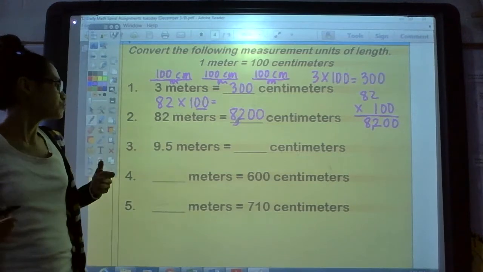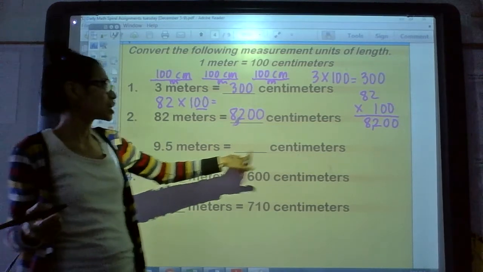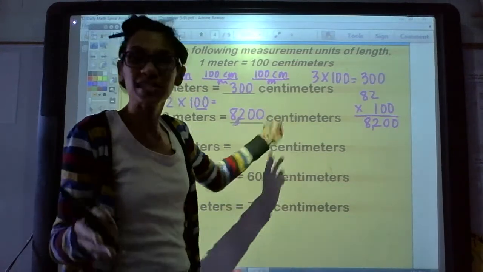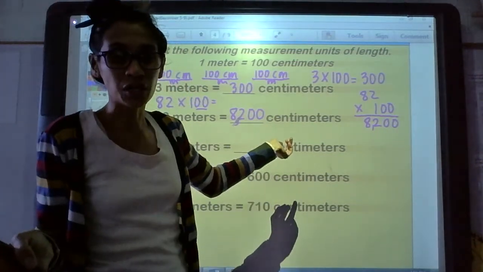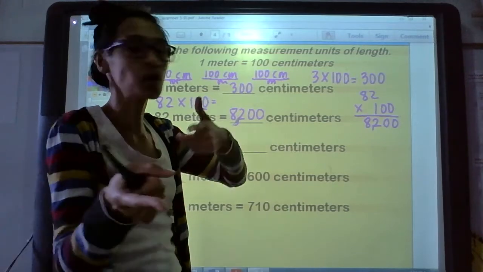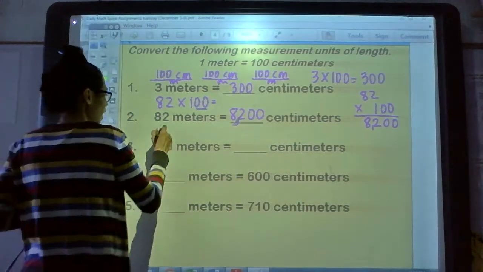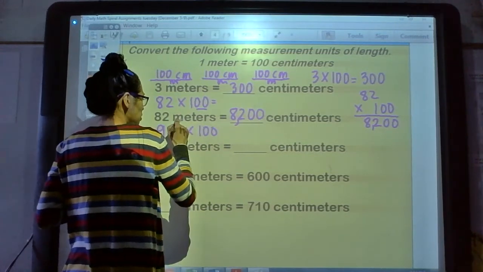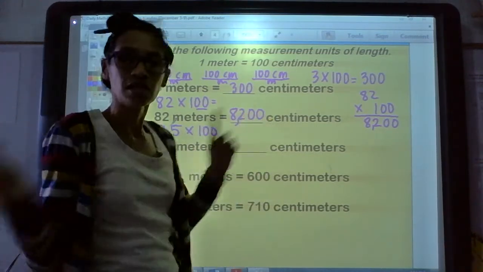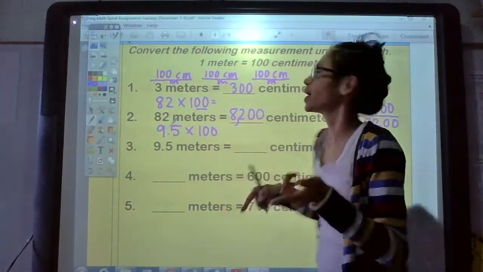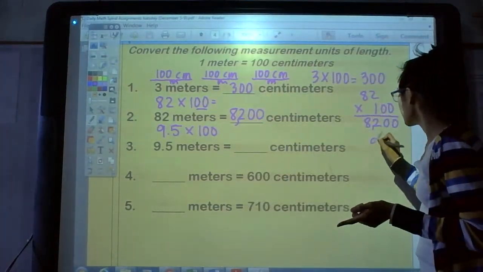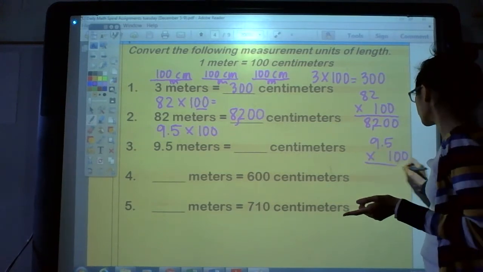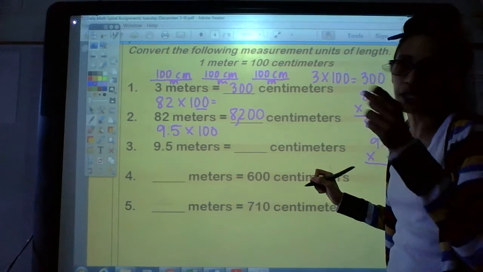We have 9 5/10 meters equals how many centimeters? Now we can draw those, but since we have a decimal, what do you want to do? Let's multiply. Let's multiply 9 5/10 times 100. And let's do it that way, where the zeros are gonna hang out. So I have 9 5/10 times 100. Zeros, they're hanging out. They're gonna come to the math party later.